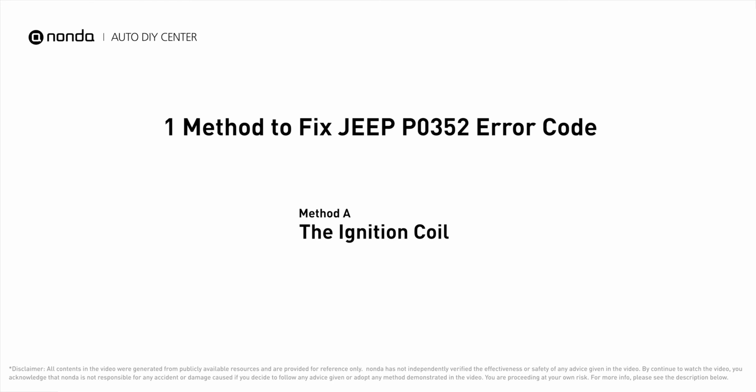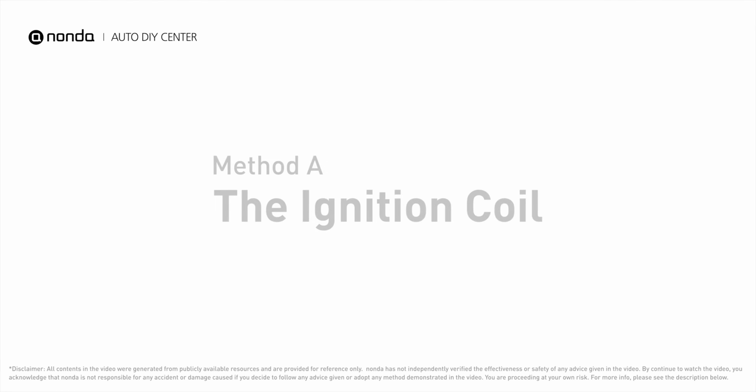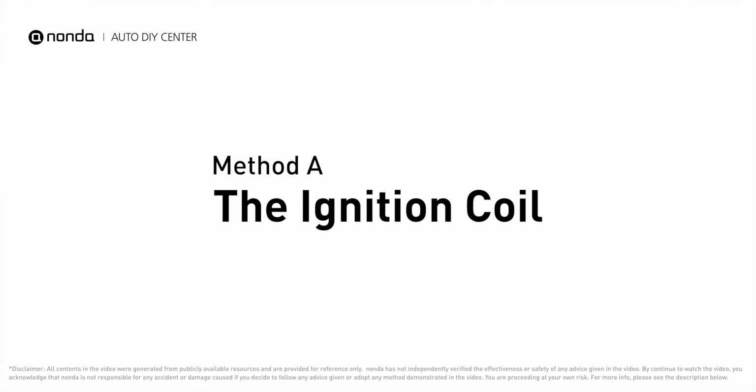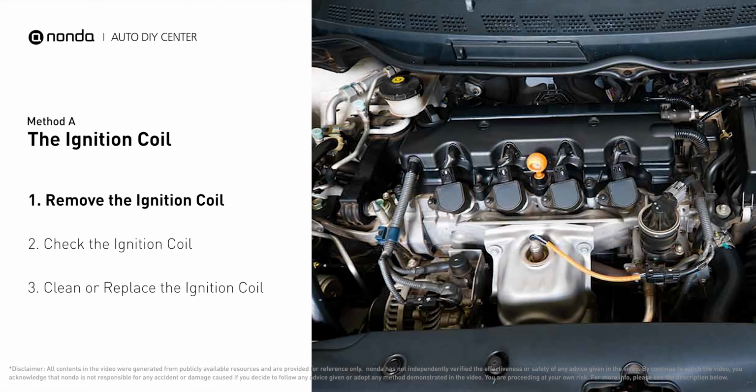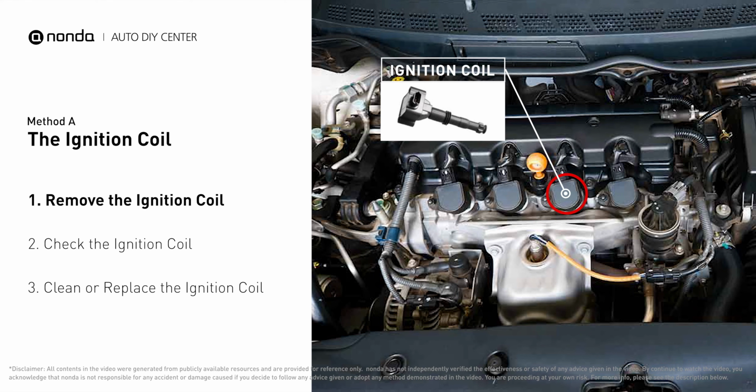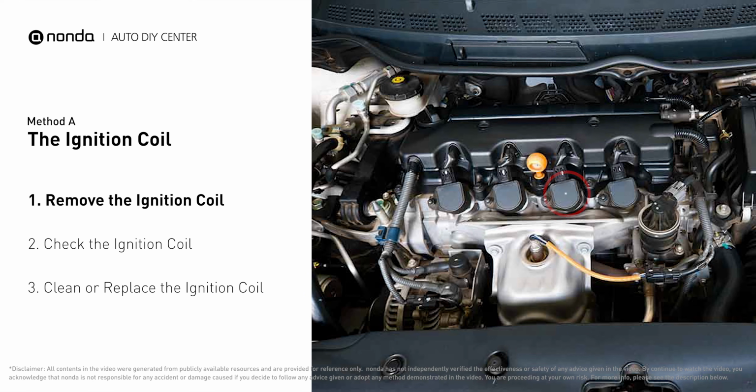Here is one of the most practical solutions to fix Jeep's P0352 error code. Method A, the ignition coil. The ignition coil is either physically connected to the spark plug with wires, or it sits on top of the spark plug without using wires.